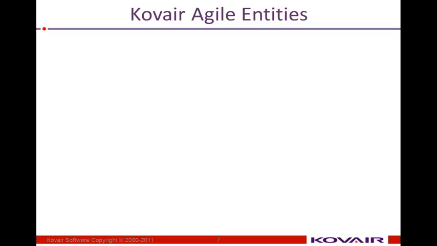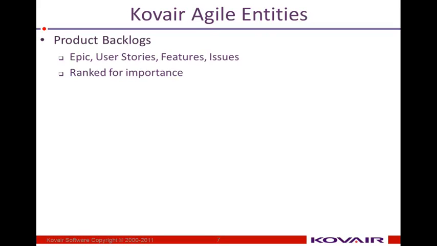Let's talk about the Kovair Agile Entities. Now, you will hear this word entity quite often from now on. Entities are basically the objects which are implemented for creating an application within Kovair. So to implement Agile in Kovair, we have an entity called product backlog, and there are different types of product backlogs implemented. For example, the epic, the user stories, the features, issues, etc. These backlogs are ranked for importance, and their estimations are done by planning poker.